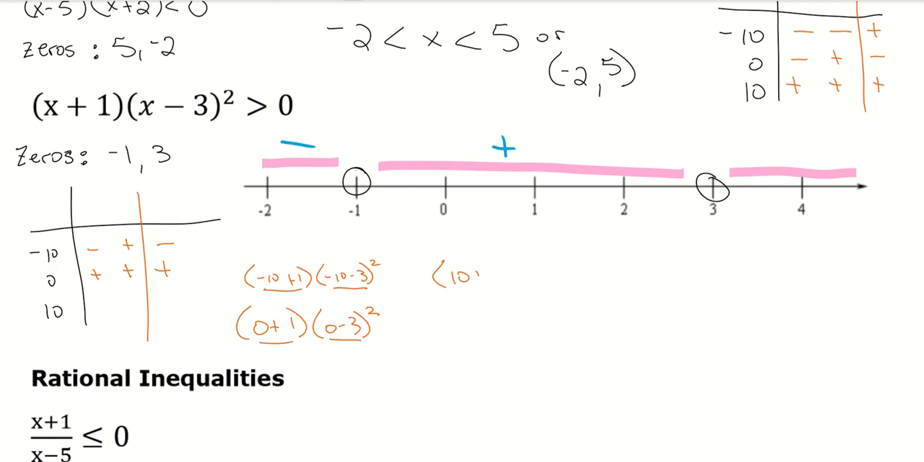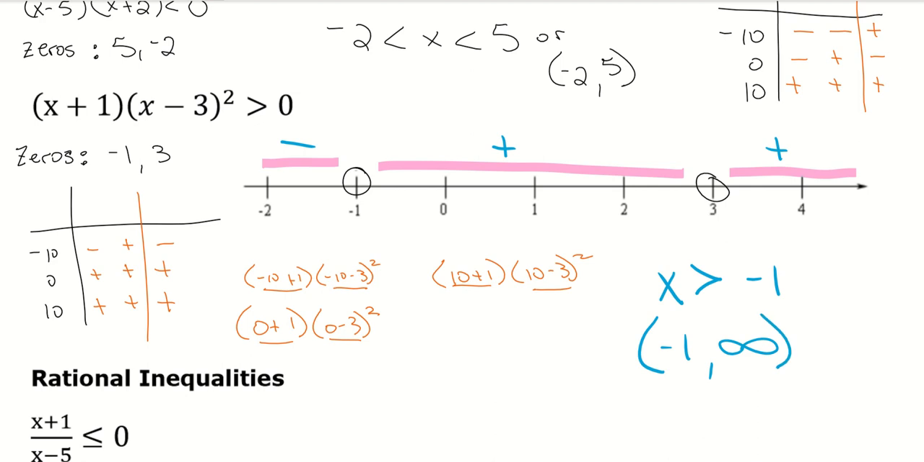I'm going to plug in 10 and check it. So I have 10 plus 1 times 10 minus 3 squared. This part is positive. This part is positive. Positive and positive makes positive. So this region is positive. So therefore our solution would be x is greater than negative 1. Or I could write it as negative 1 to infinity.